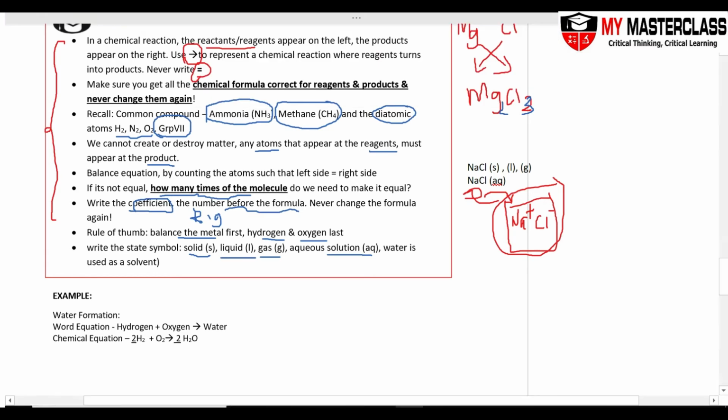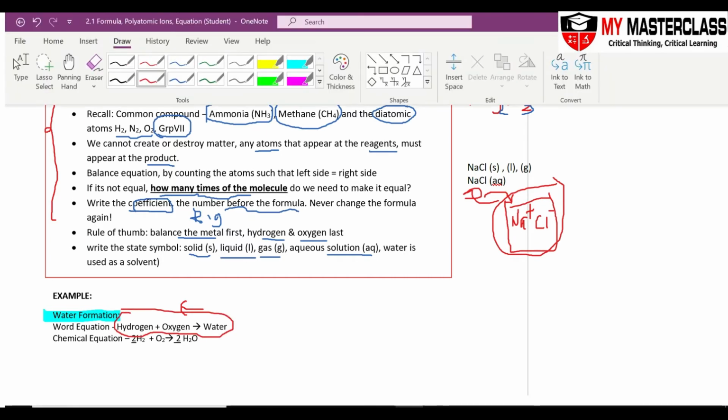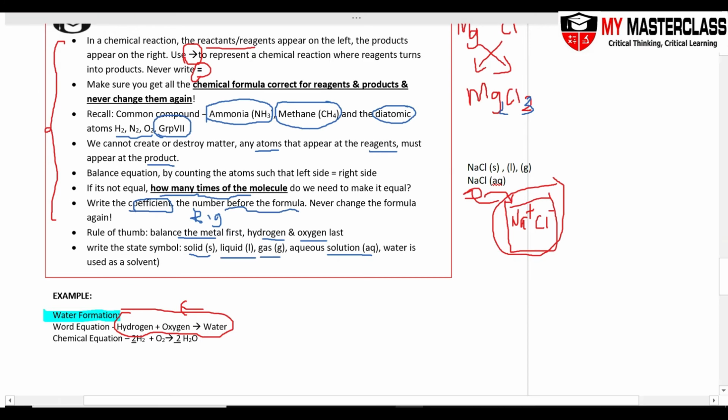Step 1, water formation. Be clear, this question is asking me to write water forming. Water is your product. Don't write the opposite way. Water is made up of its elements hydrogen and oxygen, because you know the formula is H2O. So hydrogen, the formula is H2, plus oxygen, the formula is O2, gives you H2O. This step is to get all your formulas correct.